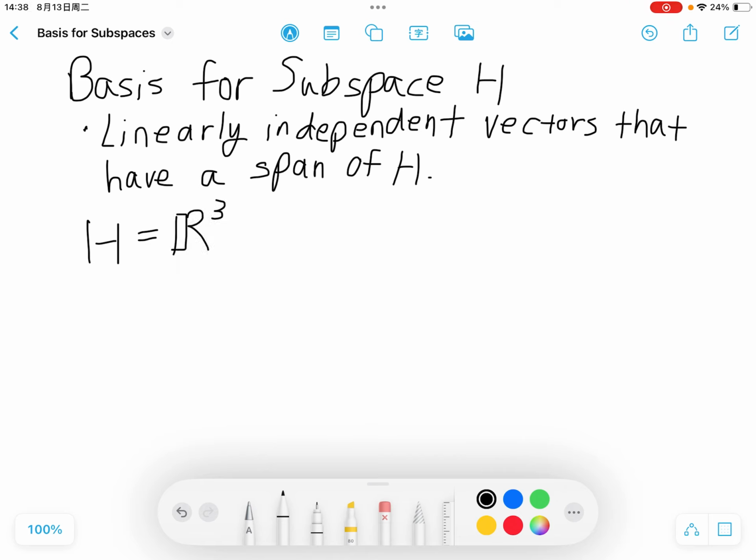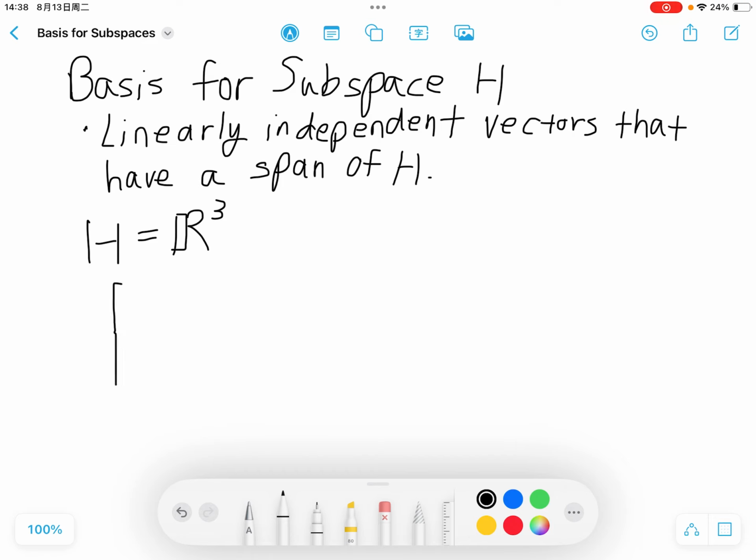So R3 is a subspace because it meets the three conditions that we need for a subspace. Basically they are that H contains a zero vector, and it's closed under addition. So any two vectors in H that add together form a new vector that is in H, and any vector in H multiplied by a scalar forms a new vector which is also in H. So H is equal to R3, basically the 3D coordinate system, the one with X, Y, Z.